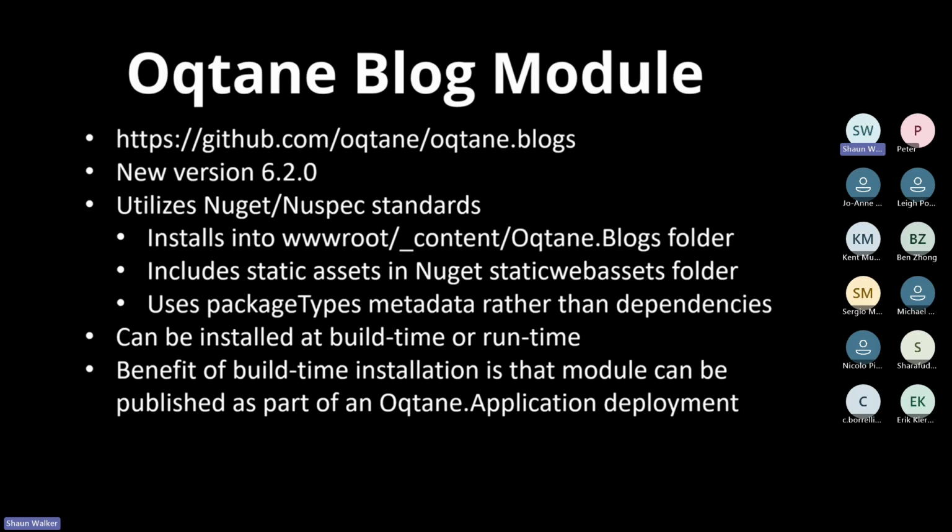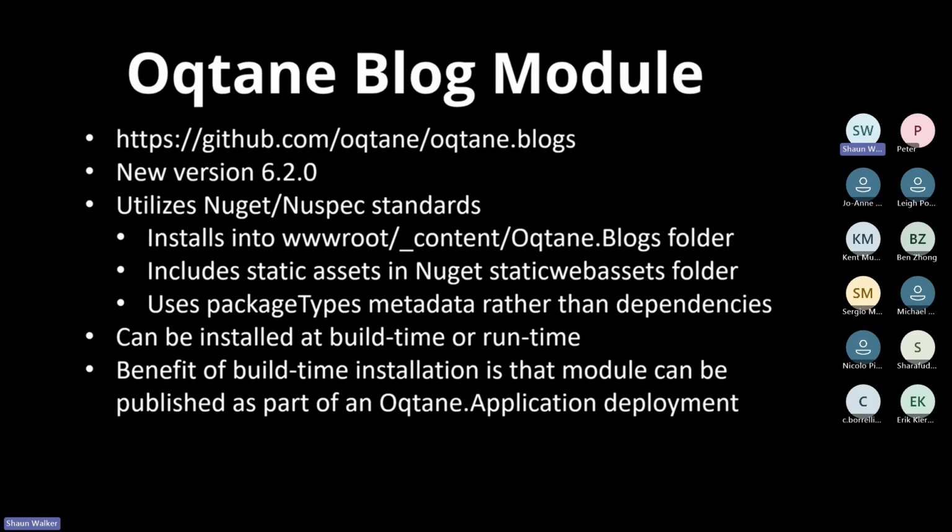The other aspect is static assets. These would be things like CSS files, JavaScript files, or images that are part of a module, and they need to be packaged into the NuGet package in a specific folder called static web assets. Again, this is a NuGet standard that all NuGet packages for .NET follow, but Oqtane was not following it in the past. And so the Oqtane blog module has now adopted this approach to follow the standards more precisely.